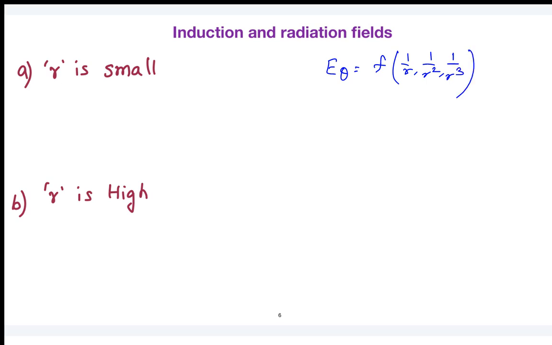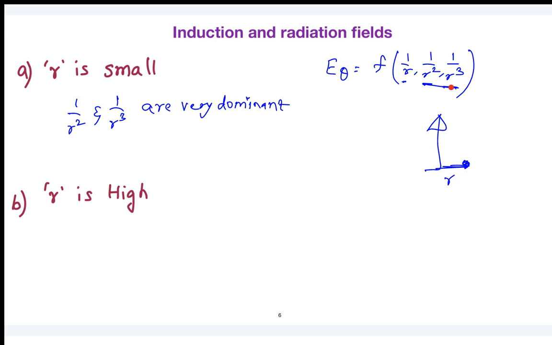Now you can make an approximation based upon the value of the radial distance. What does this radial distance represent? When you are at a distance r from the antenna, what kind of approximations can you make? The first case is when r is very, very small, that means when you are very close to the antenna. Then 1 by r square and 1 by r cube are very significant because r is very small, so they are very dominant. Compared to those, the 1 by r term is neglected.